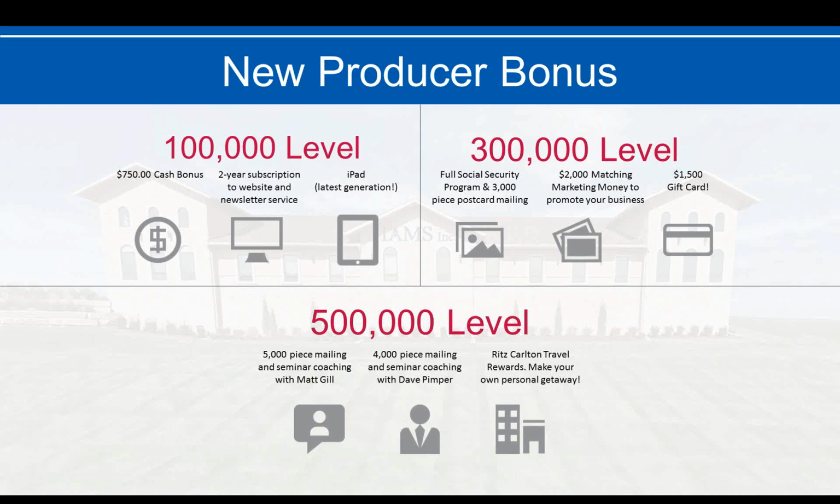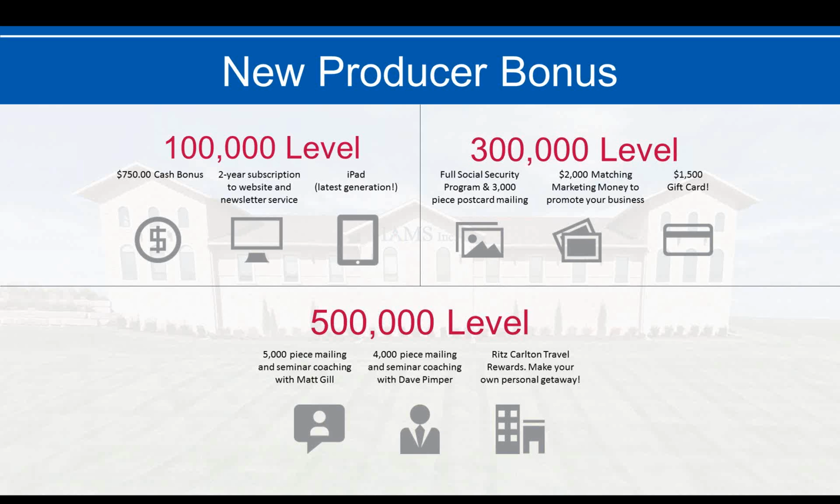Now, if you want to wait to the next level, I can see where that would be of interest, because the full Social Security program with 3,000-piece postcard mailing has been very popular. What happens is you learn about the Social Security program, you do seminars, and it gives you an opportunity to sit in front of a lot more seniors, because obviously there's a lot of them retiring now, as you know. And this is a great way to generate additional sales for life and annuity. If you decide to forego that one, you could do the $2,000 matching marketing money to promote your business. There's a lot of great things we can do, and I'll show you some things here in just a moment.